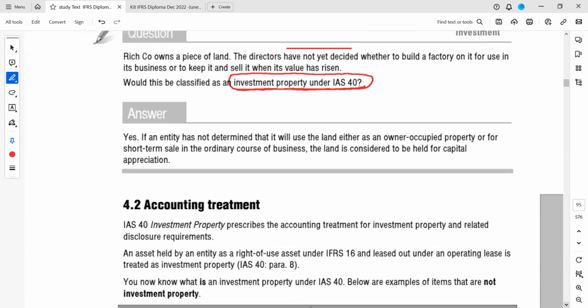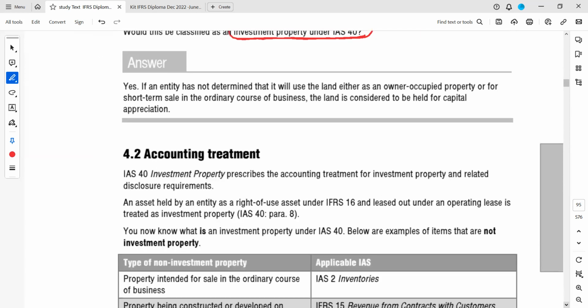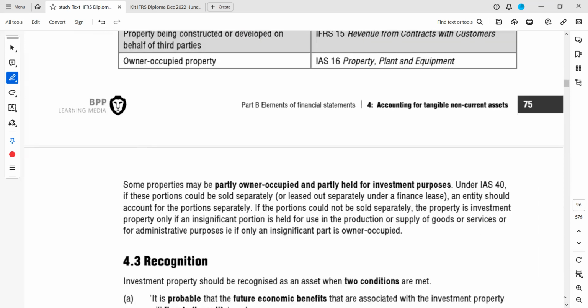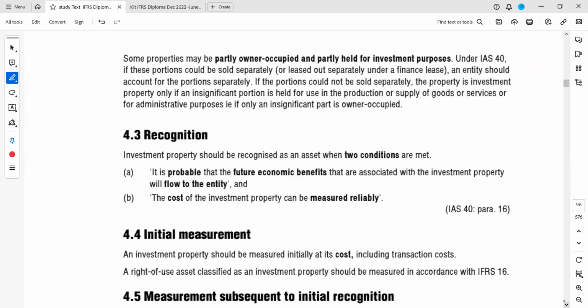Now, under IAS 40, for the property that we have purchased, how do we record it? What is the criteria to record investment property? First of all, the recognition criteria: when to recognize that investment property in the statement of financial position. Investment property should be recognized as an asset in the SOFP when two conditions are satisfied. Number one, it is probable that future economic benefit related to this property will flow to the entity. And what are those economic benefits? Either in the form of rental or capital appreciation or both.